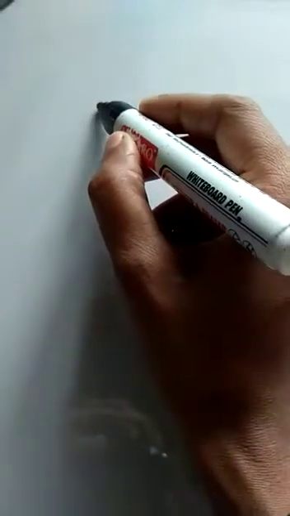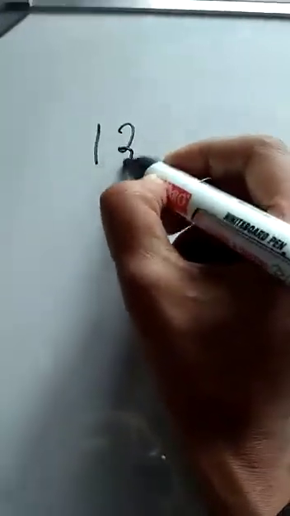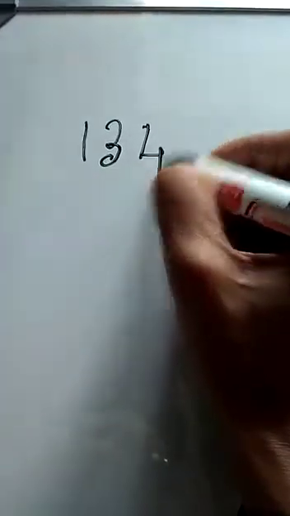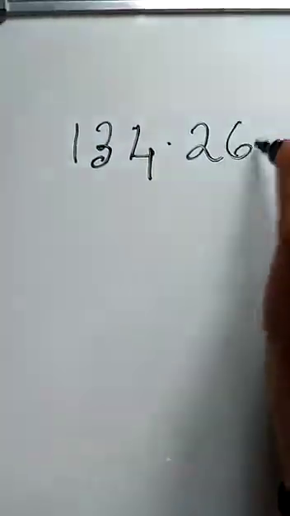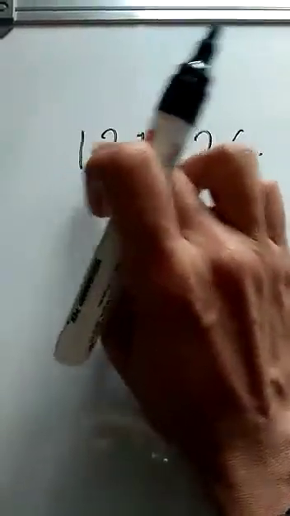Now let us learn about some important points about decimal numbers, okay? So first let me write a decimal number here. I am writing a decimal number. This is a decimal number, and this is 3.